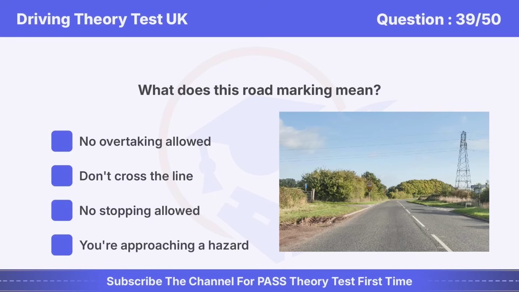Question 39. What does this road marking mean? Option A. No overtaking allowed. B. Don't cross the line. C. No stopping allowed. D. You're approaching a hazard.